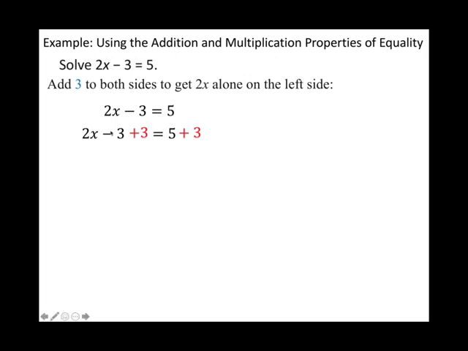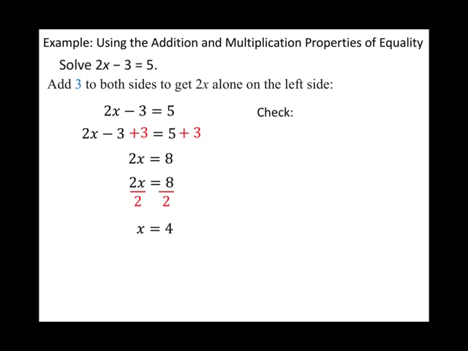So -3 plus 3, you cancel out, you only have a 2x. Then this is going to be 5 plus 3 equal to 8. Okay, how can I isolate the variable x in here? You're going to divide by 2 on both sides. So x is going to be equal to 4.